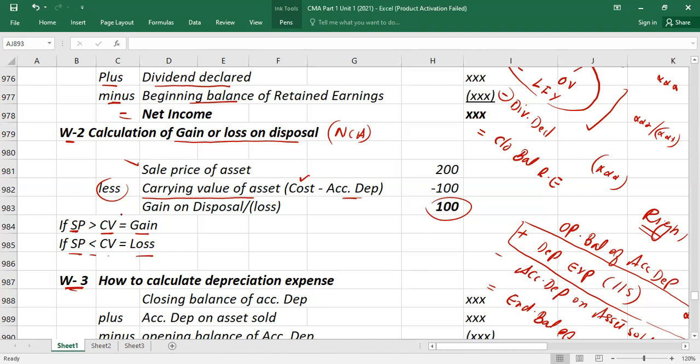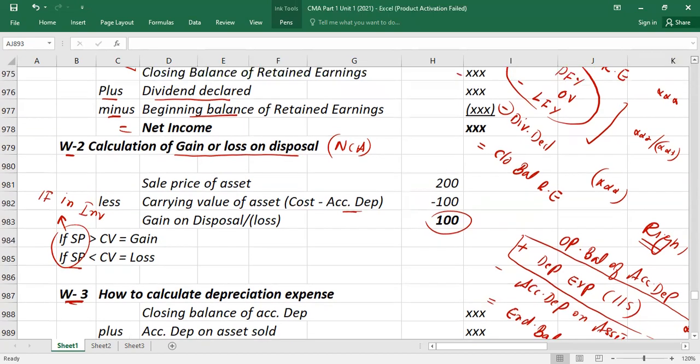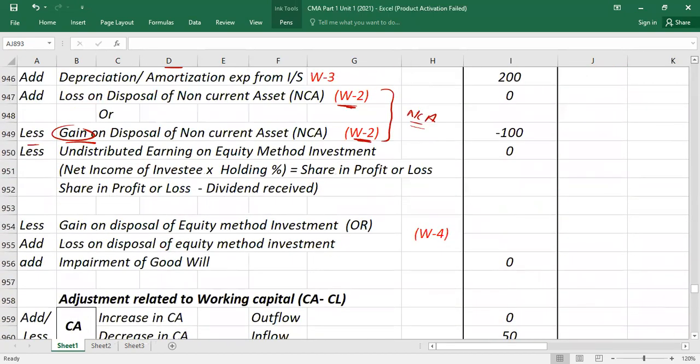Clear, guys? Please remember, later on, because gain or loss we adjusted in operating activities, but this sale price will be recorded as an inflow in which activities? In investing activities. Because you sold the assets, you got cash, it is investing activities, you have to write it there. Clear? We will see once we reach investing activities. So coming back to the format again, guys.